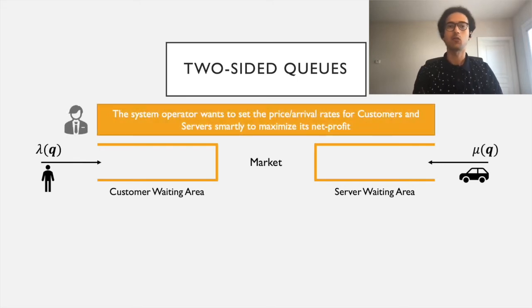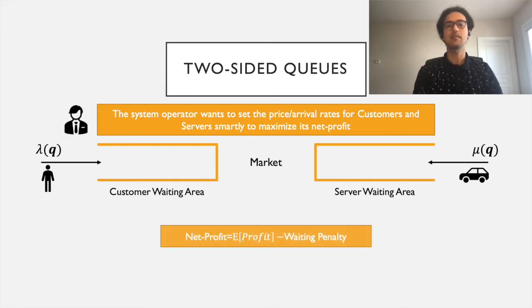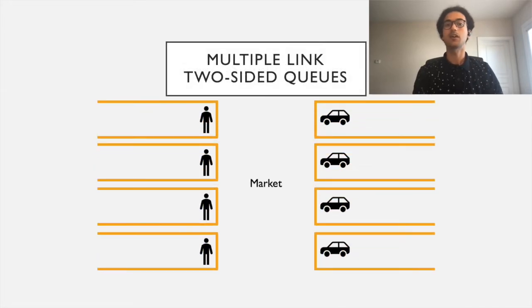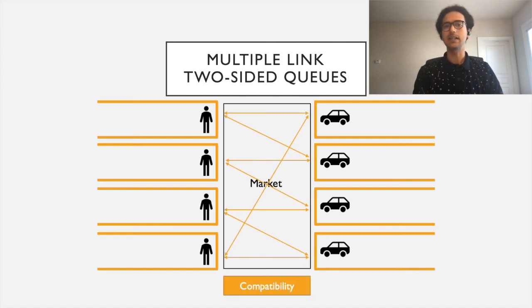The system operator wants to set the arrival rates, or equivalently the prices, for the customers and servers such that the net profit is maximized, which is defined as the revenue obtained from the customers minus the cost due to the payment to the servers minus the waiting cost penalty to ensure lower waiting times for the customers and servers. Now, we generalize the model to consider multiple copies of the two-sided queues with a compatibility graph between them. In the context of ride hailing, a type can be interpreted as a geographical location of the customer or the driver, with compatibility depicting the geographical proximity.